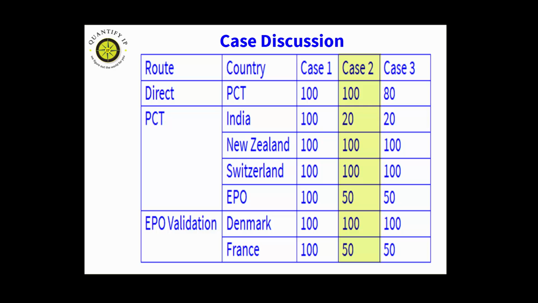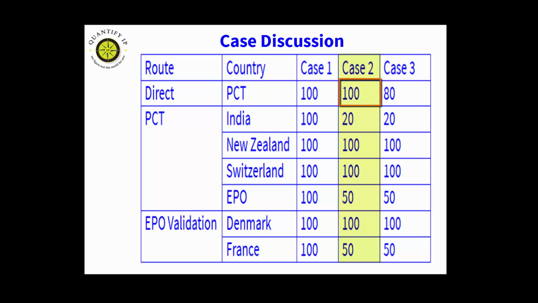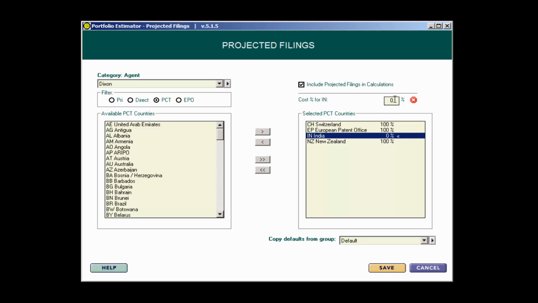Case 2. Now suppose that you generally file to the PCT every time you file a provisional, i.e. 100% of the time. We would thus have a direct filing to the PCT where the cost percentage is left at 100%. Let's say, however, that for each filing to the PCT, you only file in India 20% of the time, and to the EP about 50% of the time. Setting these percentages will limit the costs for India and EP accordingly.